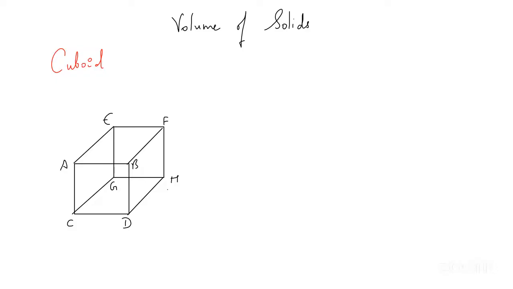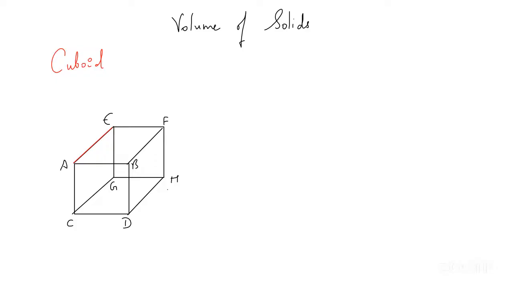Now, two adjacent faces meet in a line. This line is called the edge of a cuboid. What is an edge of a cuboid? Suppose this AE, two points of a side are meeting. This is known as an edge. Now, 8 vertices are there, 8 points are there.